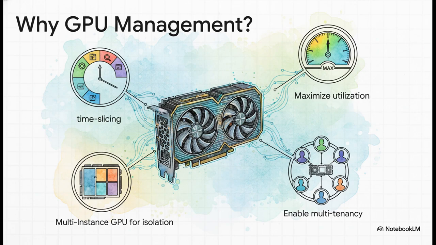You need tools that squeeze every last bit of performance out of them and let lots of different teams share them. This means using clever tech like MIG, that's multi-instance GPU, which lets you chop up one big GPU into several smaller, separate ones. Or something called time slicing, where less important jobs can take turns using a GPU.